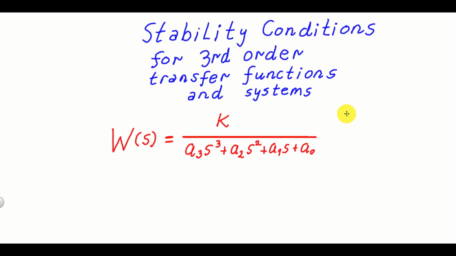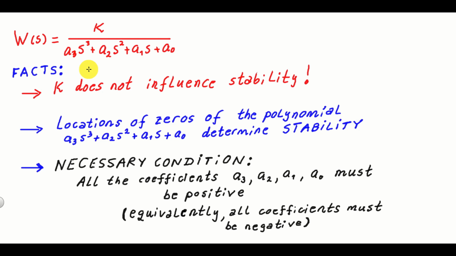In this tutorial, we will answer one very important question. We will provide the answer to the question of stability of a third-order transfer function or a third-order system. That is, the problem is, what are the conditions that the constants k, a3, a2, a1, and a0 have to satisfy such that this system is asymptotically stable? Let's solve this problem. Okay, let's talk about facts.